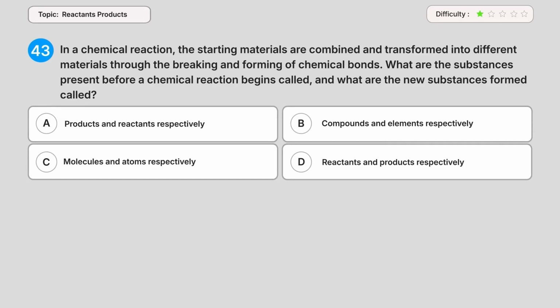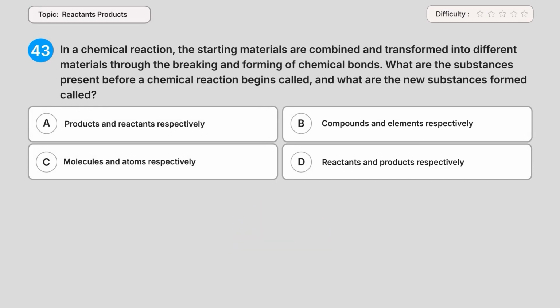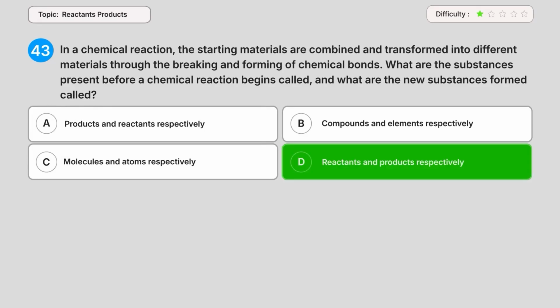A. Products and reactants respectively. B. Compounds and elements respectively. C. Molecules and atoms respectively. D. Reactants and products respectively. What do you think is the answer? Correct answer. D. Reactants and products respectively.